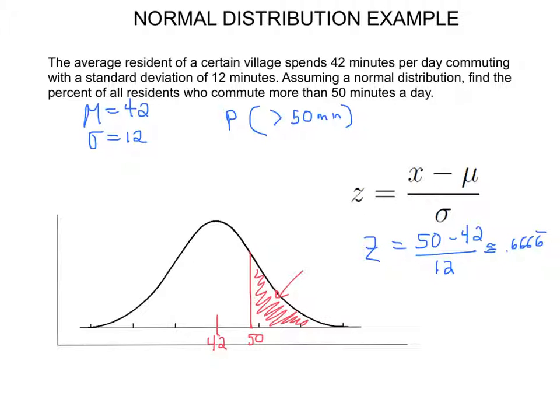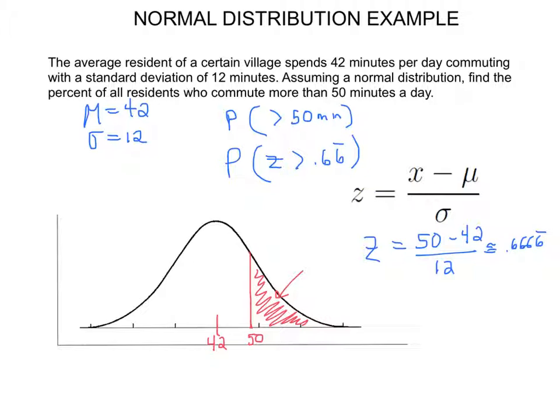Notice, of course, that it makes sense that our z-score is positive because the area that we are looking for, the 50, is to the right of our mu, which means it should be a positive z-score. So what we're looking for essentially is the probability that our z-score is going to be greater than 0.66 bar. So we really need to round that off to 0.67.